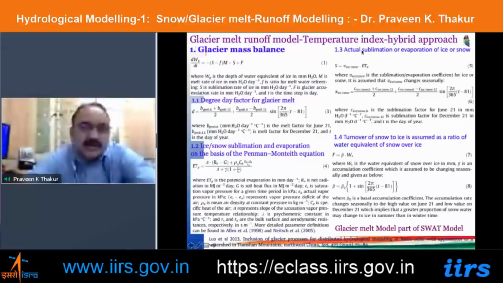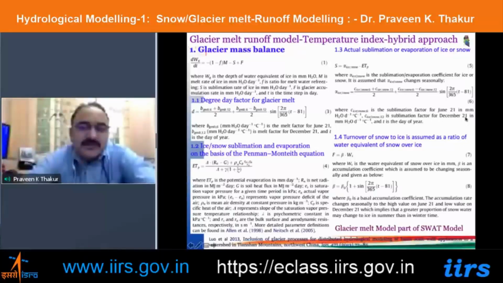And then for the actual sublimation and the evaporation of the ice or snow, the albedo, or what we call the sublimation evaporation constant coefficient for the ice, will be used, and it will be changed with the season. Okay. So this is the equilibrium factor for 21st June, and this is for 21st December.